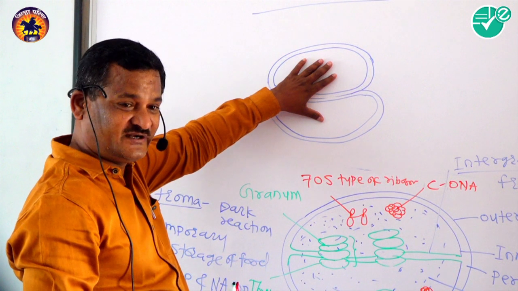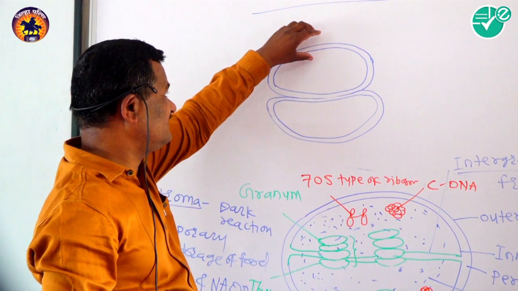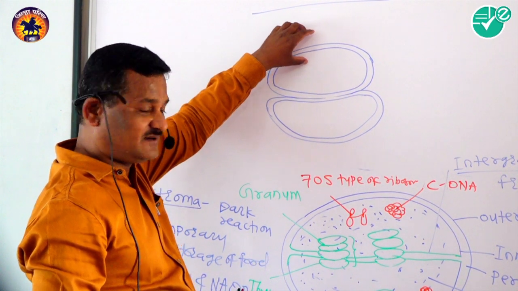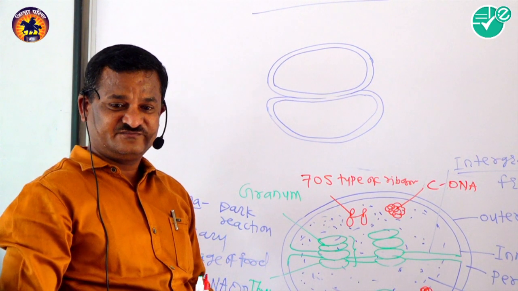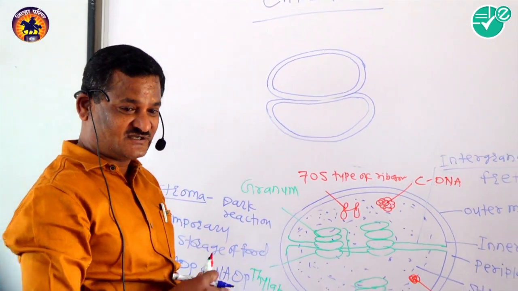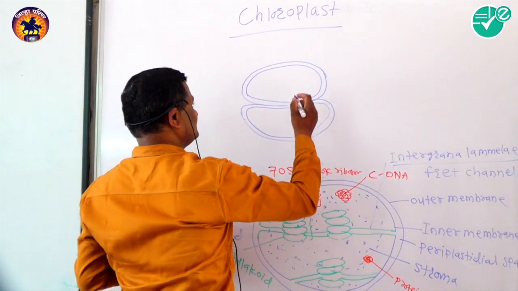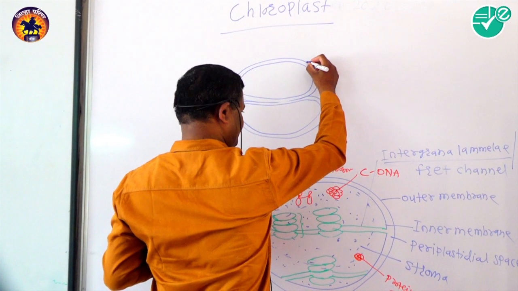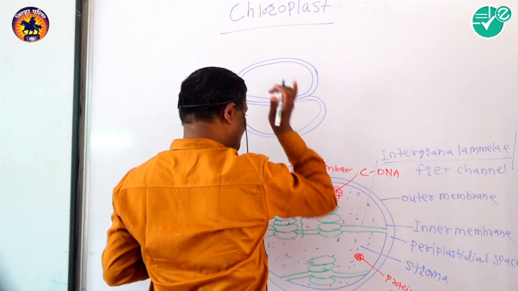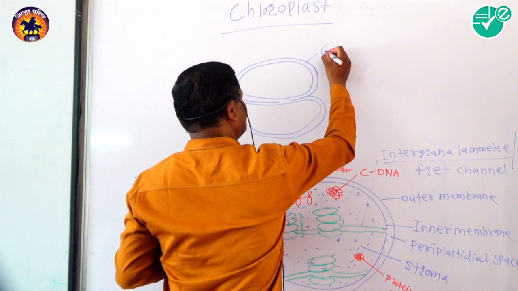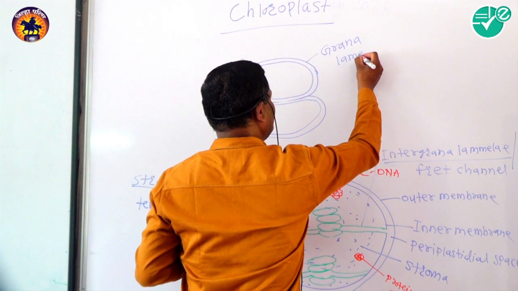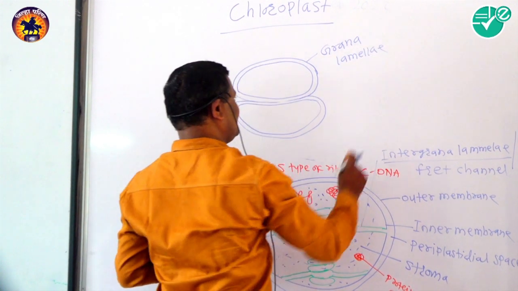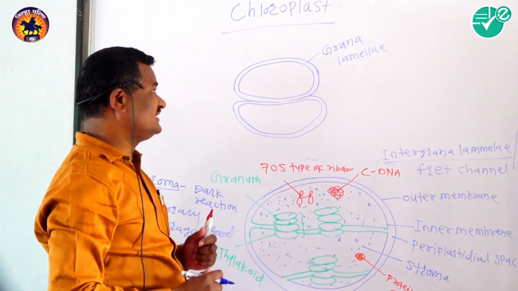Thylakoids are double membrane structures. Double membrane bounded flattened structures are called thylakoids. The membrane of thylakoids is called grana lamellae.